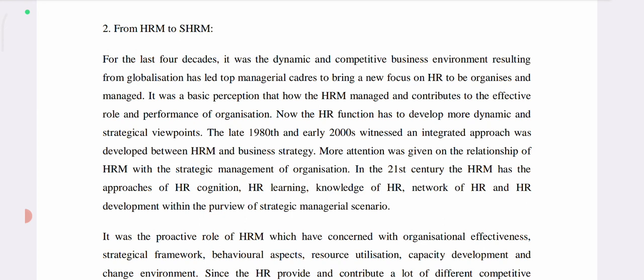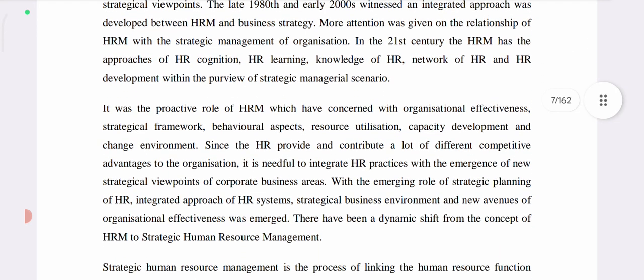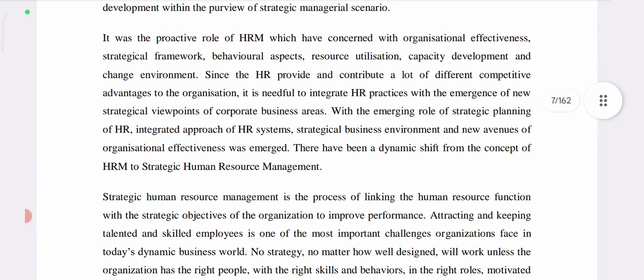But in the 21st century, the situation changed. The approach changed. It was a cognition HR approach, an HR learning approach, the knowledge of HR, the network of HR and HR development within the purview of the strategic managerial scenario. The thought process was that HR became the basic resource of the company. It was the proactive role of HR, concerned with organizational effectiveness, strategic framework, behavioral aspects, resource utilization, capacity development and a changing environment.